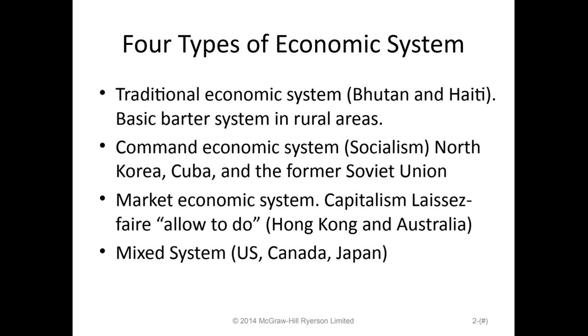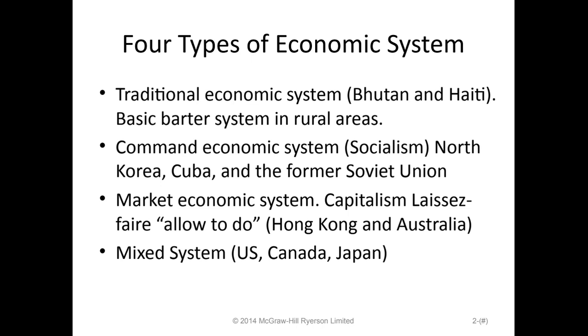One system is the traditional economic system. That is the basic barter system in rural areas, so there's no price involved in that system. Barter system means exchanging goods and services using other goods and services. For example, if I want to buy mangoes and I have oranges, I'll find someone who is willing to buy my oranges and in return, I'm going to get his or her mangoes. That is called barter system. And we still have this system in remote areas of Bhutan and Haiti.